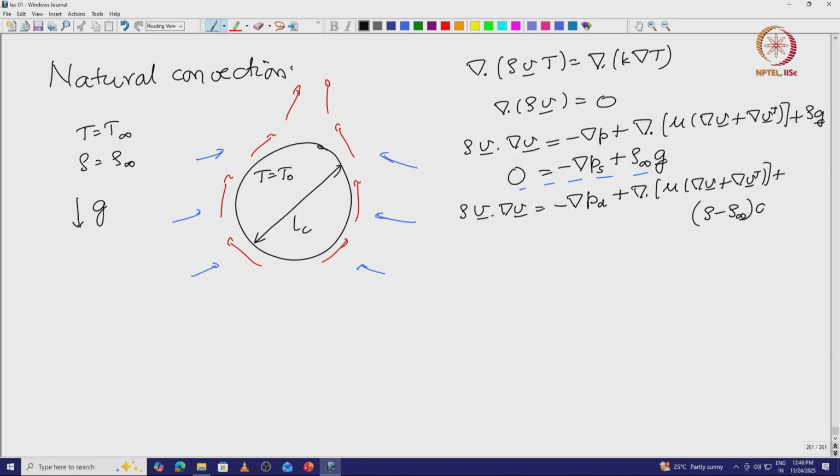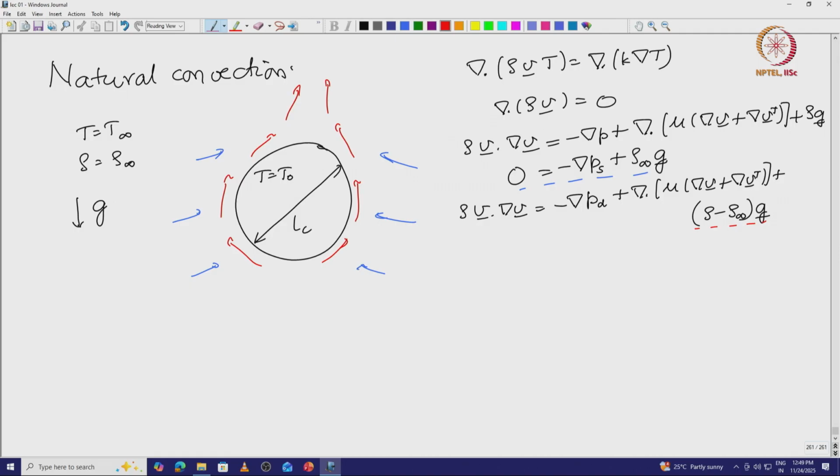infinity into the gravitational acceleration. So, this is the driving force for the flow, the difference between the density at the object and the density far from the object.